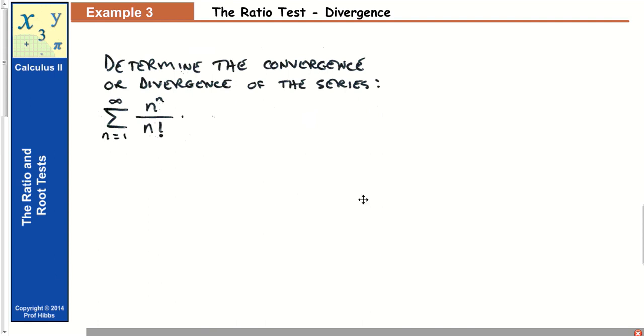Now, I probably shouldn't spill the beans so early, but you can see with the title of this third example, we're actually going to show divergence. But we don't know that in advance. And here again, notice we have an exponential, a power that's n, and we also have a factorial. So if I was on a test and I noticed the type of series that I had, and I wanted to know whether it converged or diverged, then the ratio test is the test I would consider doing first.